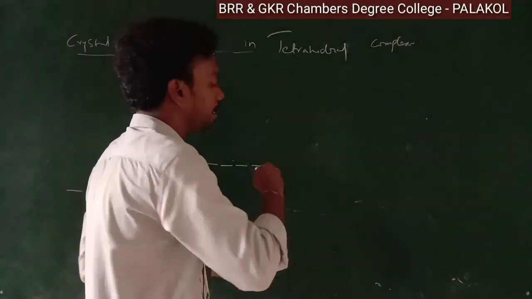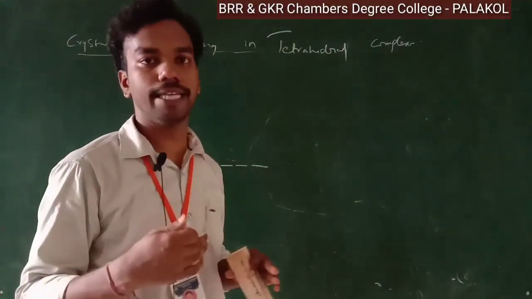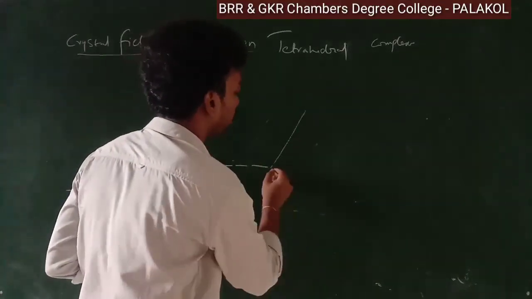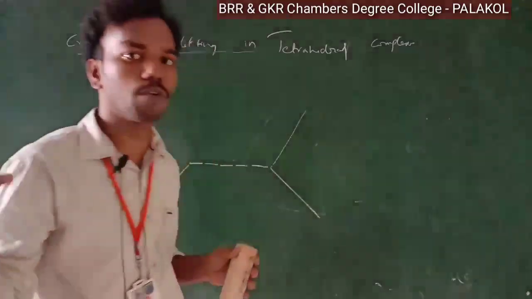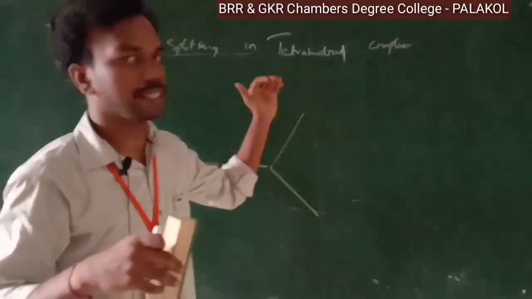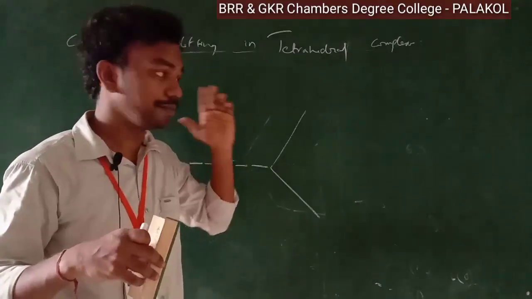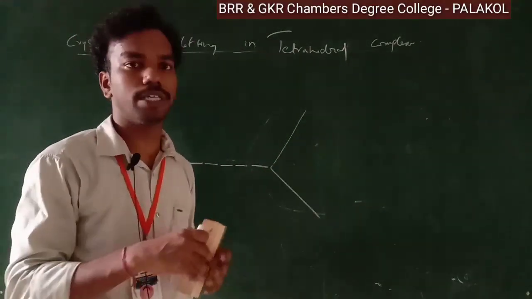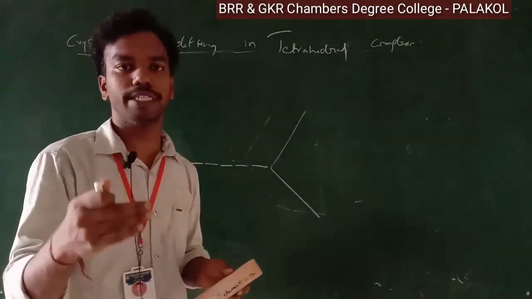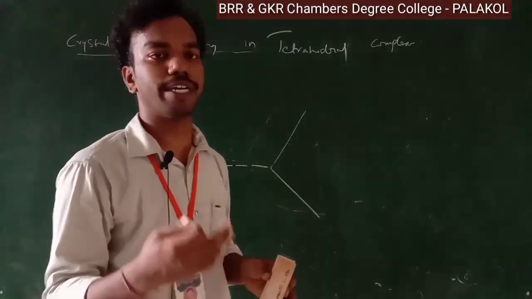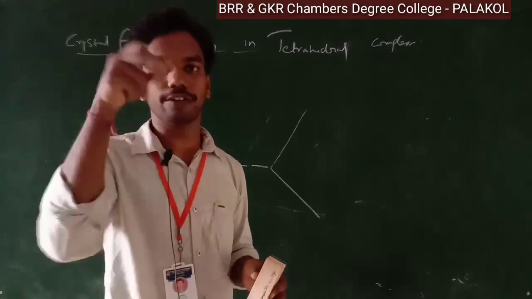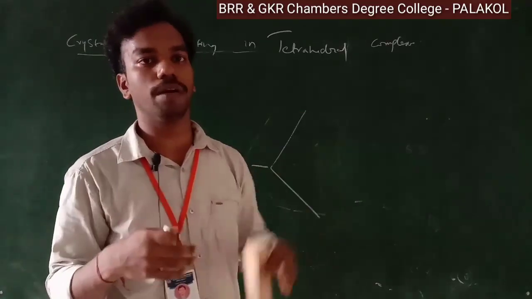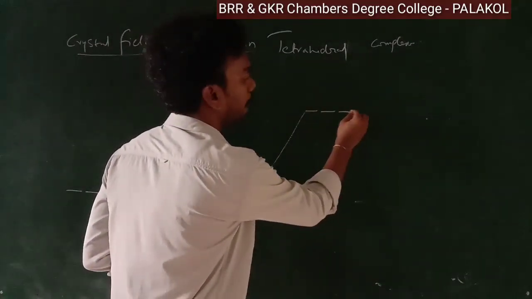In the next case, based on the approach of the ligands, which has higher energy and which has lower energy? In tetrahedral complexes, the ligands approach in between the axis, so the T2 orbitals have higher energy and the E orbitals have lower energy, because the T2 orbitals dxy, dyz, dzx have lobes in between the axis. That means the electron density is in between the axis. Here in the tetrahedral complex, the ligands approach in between the axis, so the T2 orbitals have more repulsion and higher energy.